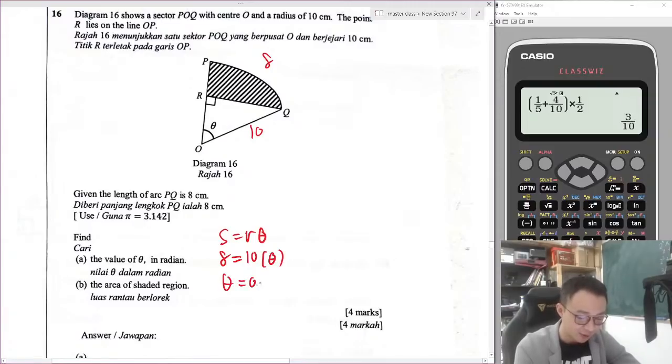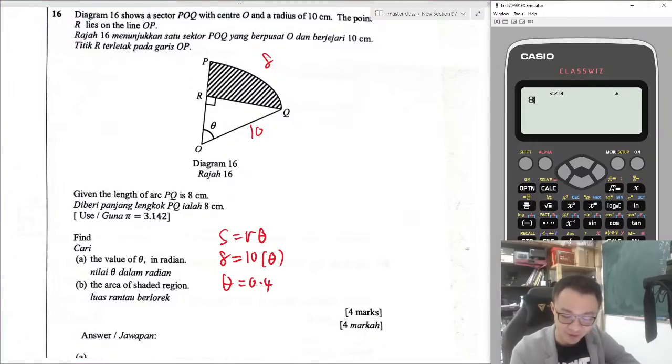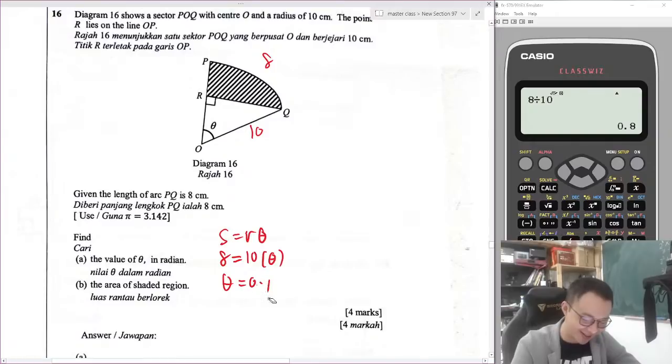Is it 0.4? I sometimes don't trust my brain so much. 0.8. Yeah, lucky. Luckily, I didn't trust my brain. Alright, so done. Now the area of the shaded region.